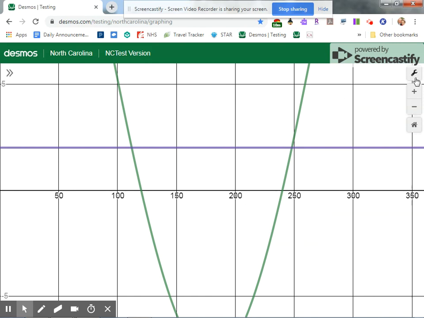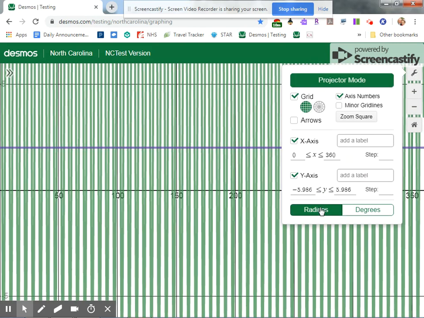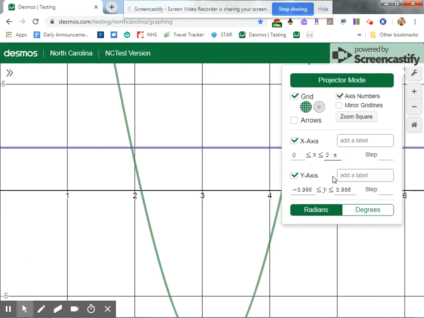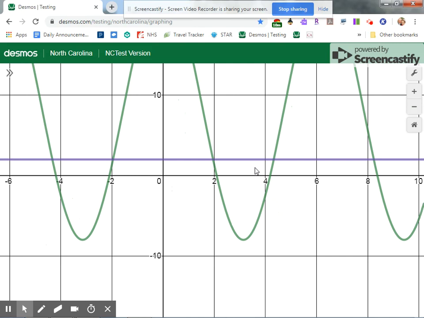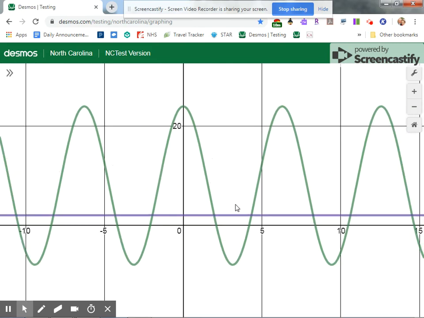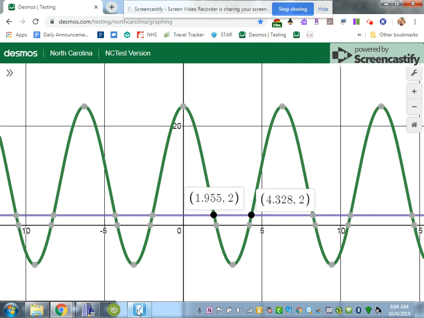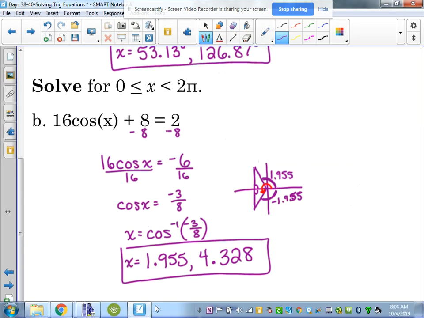This one, though, we wanted to solve in radians, so we want to change that to radian mode. Obviously, it went a little crazy, but that's because of my scale here. I'm from 0 to 360 in radians, 360 radians. That's a whole bunch of revolutions around our circle. So let's change that to 2 pi. And I'm pretty sure you just type in pi, and it puts the symbol pi, okay? If I zoom out just a little bit, because this one was 16 cosine, we can see the cosine curve there. And there are our answers, 1.955, 4.328. That's exactly what we got right there.